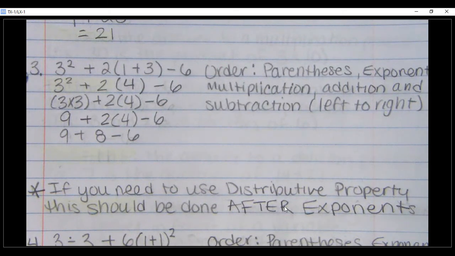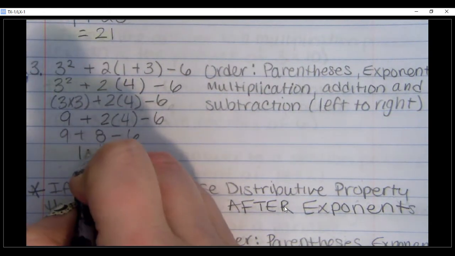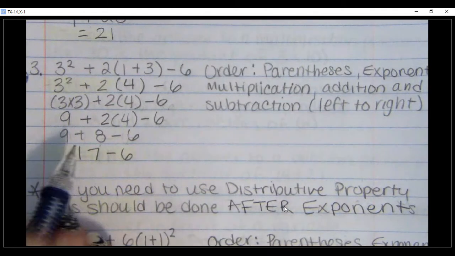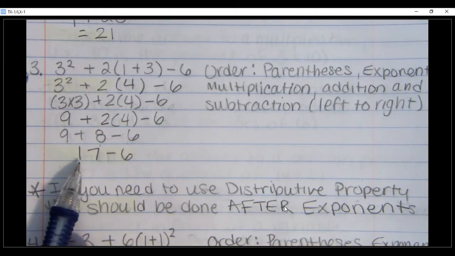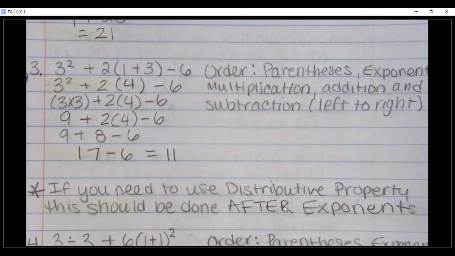Now, do not always feel like you need to do addition first, then subtraction. That's why I really emphasize going from left to right. You will get a different answer if you do addition then subtraction every single time. Always go from left to right. So we have 9 plus 8, which is 17. So again, left to right. Now we can do our 17 minus 6, and we are going to get an answer of 11. Order of operations. If you just follow the list every single time, you will make sure you get that correct answer.